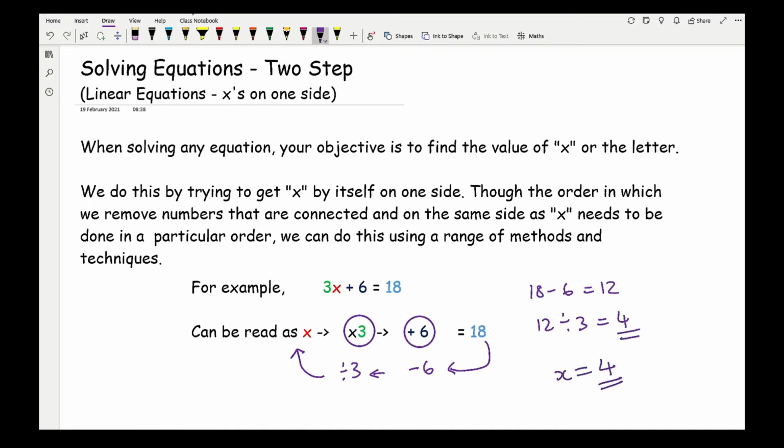So this is a method of looking at how an equation is constructed, reversing that process and treating it like function machines, which is another topic that you're more familiar with. It's just a case of starting with the output and working backwards to get the input. But you need to be able to construct in your head how the equation is constructed.